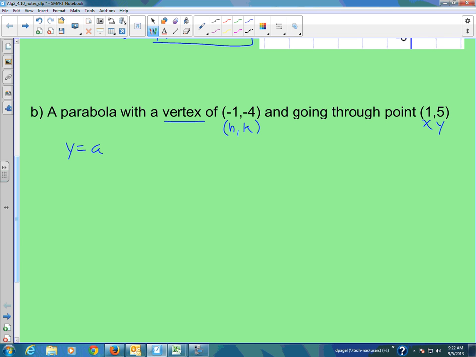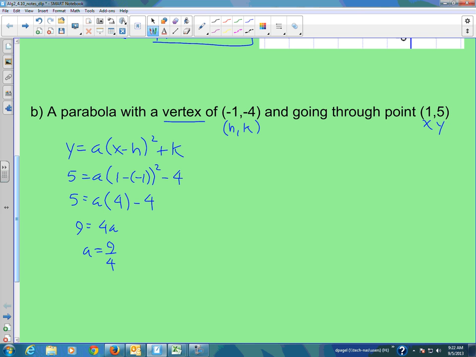So we're supposed to start with writing the generic formula. Now we will replace all of the appropriate variables with the values I've been given here. So my y is a 5. a I don't know. x is a 1. My h, which is a negative 1. And my k, which is a negative 4. So 5 is equal to a times quantity of 2 squared. And I get 9 is equal to 4a, and therefore a is equal to 9/4.